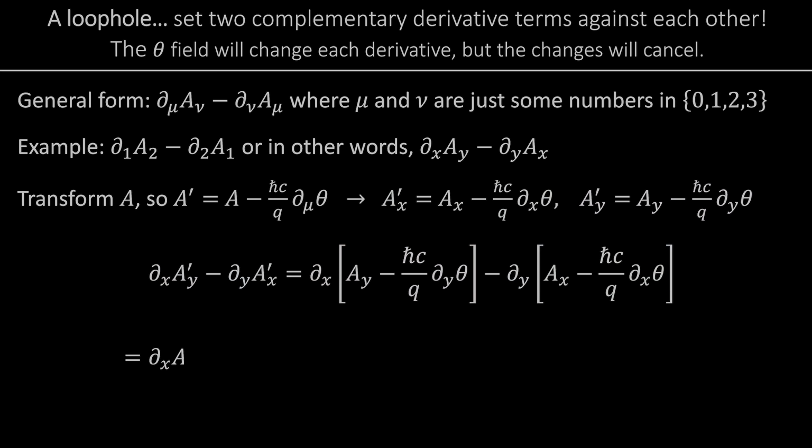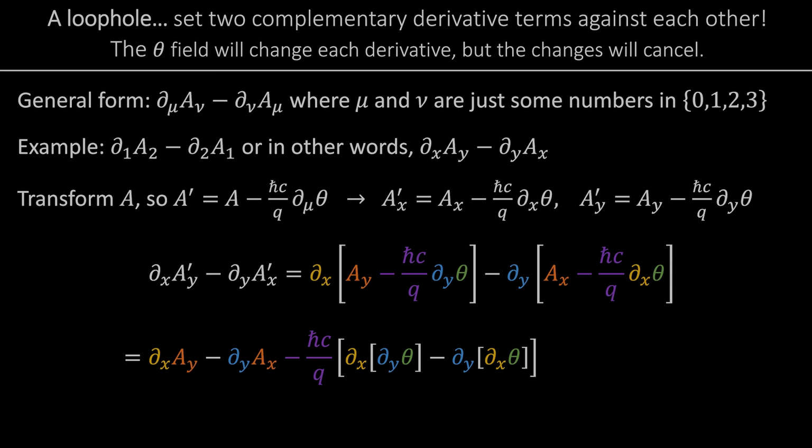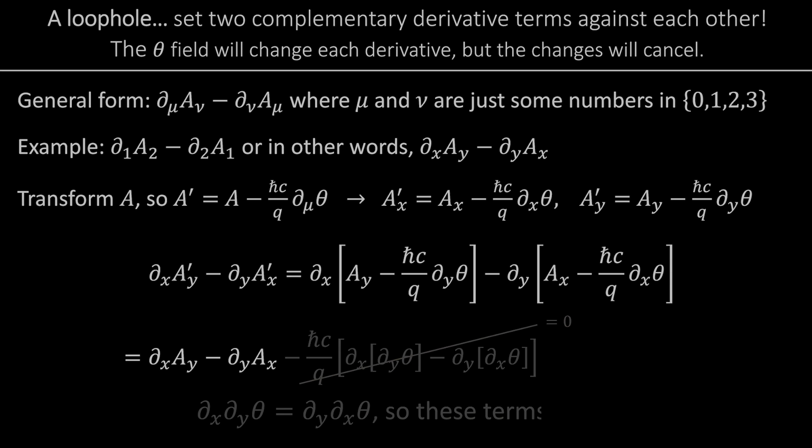But if you go ahead and evaluate this through, let's separate out the derivatives of a from the derivatives of those theta terms, and we can see partial x ay minus partial y ax minus h bar c over q times this term that involves the x derivative of the y derivative of theta minus the y derivative of the x derivative of theta. And because the order doesn't matter when you're taking a second derivative, those terms are going to cancel each other out, and what we're left with is the partial x ay minus partial y ax, which is exactly the form of the expression applied to the unmodified a field.